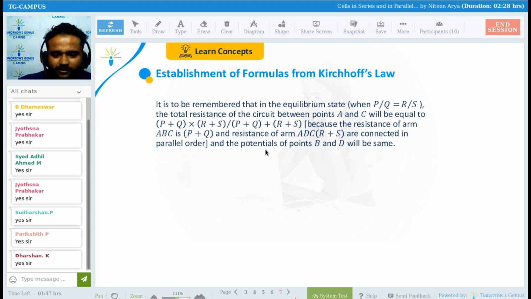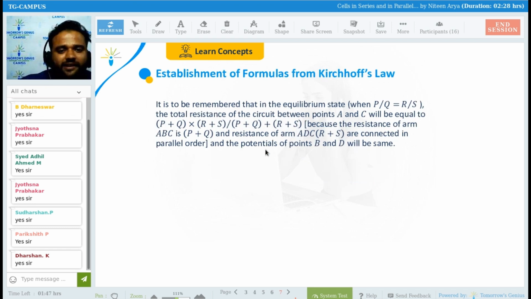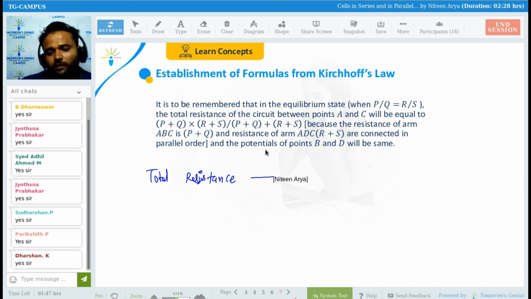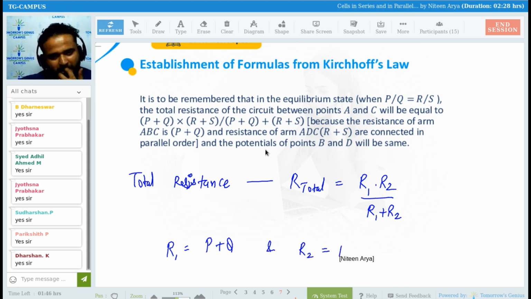This you can read out. This is the equilibrium state when P by Q equals R by S, the total resistance. One thing importantly, how can you find the total resistance? I'm just going to write directly. R total is R1 into R2 divided by R1 plus R2, where R1 is P plus Q, and R2 equals R plus S.